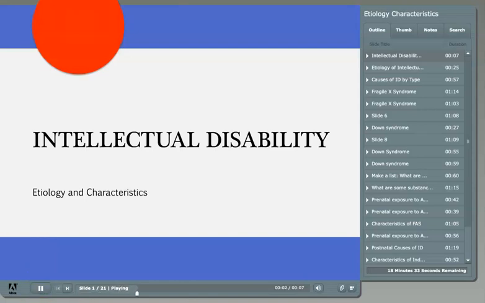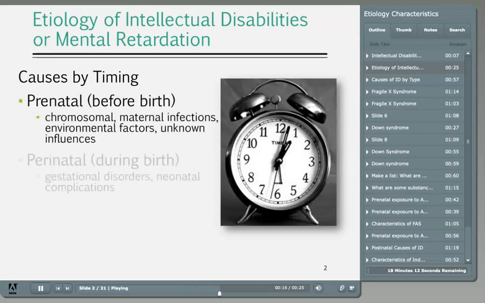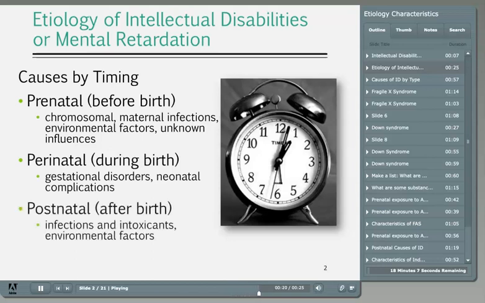In this lesson, we will discuss the etiology and characteristics of children with intellectual disabilities. As with many other disabilities, the etiology of ID can be related to a number of factors. The book points out that the cause is often unknown, but we know that ID can be caused by prenatal, or before birth, perinatal, at the time of birth, and postnatal, after birth.